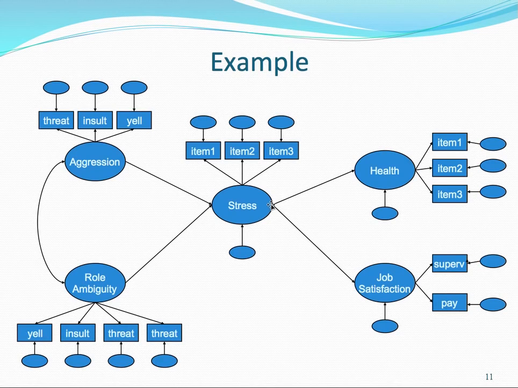Our straight arrows represent our direct effects, so stress, looking at its direct effect on health and job satisfaction. And our bidirectional arrows represent a correlation between role ambiguity, in this case, and aggression. So there's no particular direction of the effect of one on the other. So again, together this forms our structural model or a path diagram.